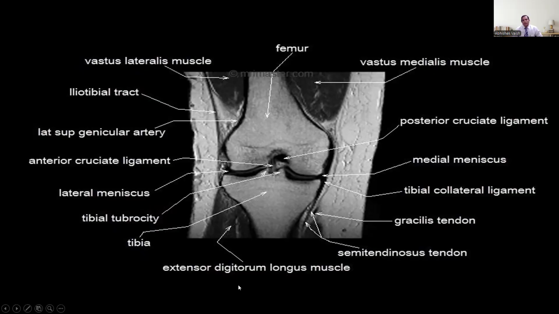So see this. This is a coronal view. You can see the femur, the tibia. This is the lateral aspect where there will be the fibula. Then this is the vastus medialis muscle. This is the vastus lateralis muscle. This is the iliotibial band, the anterior cruciate ligament, the medial meniscus, the tibial collateral ligament, and so on.